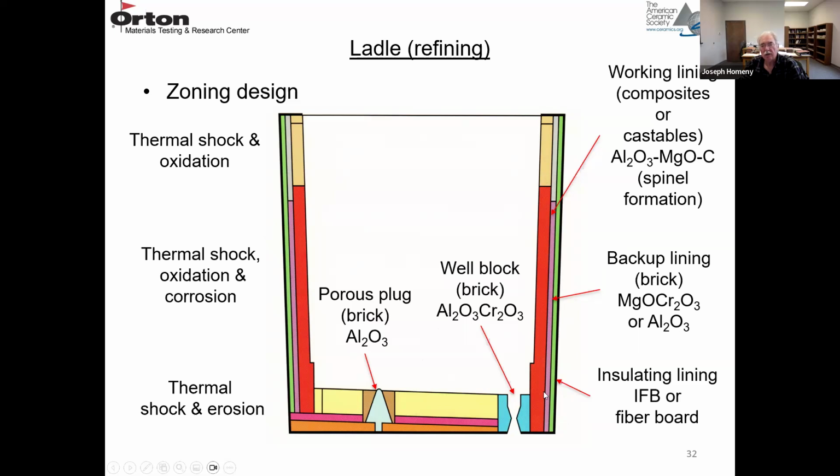And then there's the working lining. It's going to be an alumina MgO carbon material. It can be brick shape or cast. And in this system, I mentioned there's going to be spinel formation during use. There's going to be a porous plug and a well block. Again, the porous plug will be a porous high alumina refractory, and then the well block would be a brick of alumina enriched with Cr2O3 to improve the corrosion resistance.